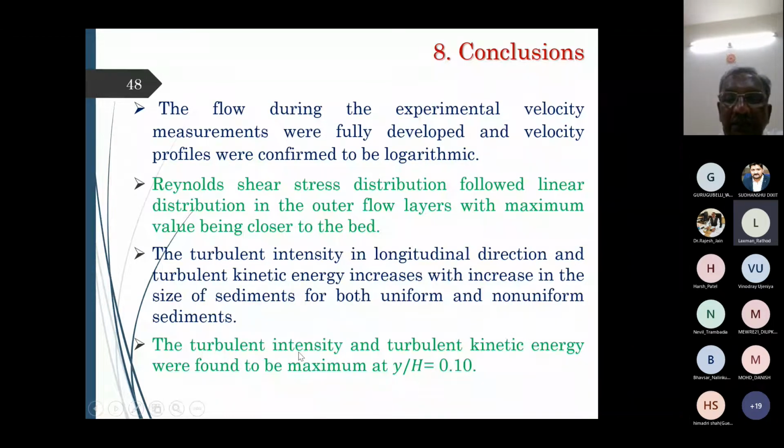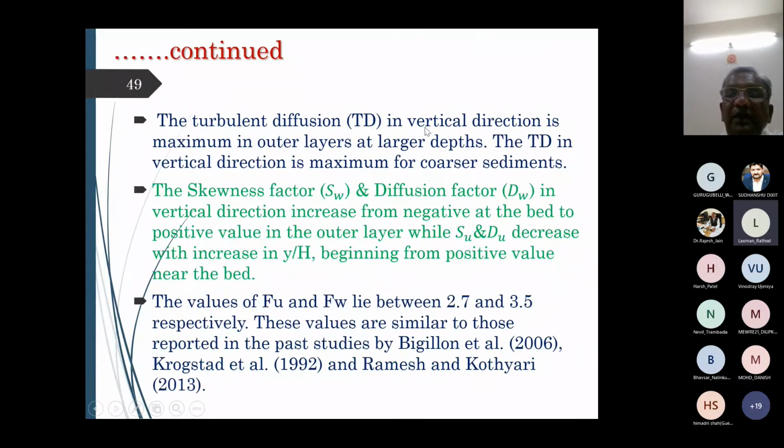The turbulent intensity and turbulent kinetic energy were found to be maximum at y/h, where y is the depth and h is the total depth. So it is 0.1. Then turbulent diffusion in the vertical direction is maximum in the outer layer at larger depth. The turbulent diffusion in the vertical direction is maximum for coarser sediments.